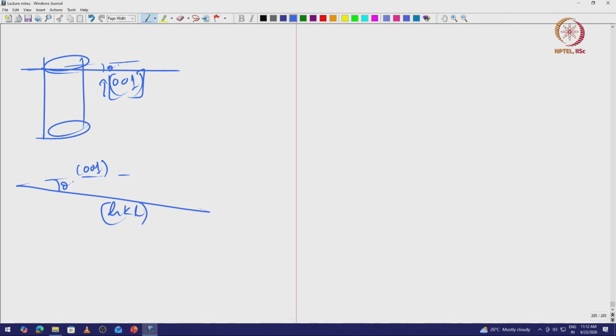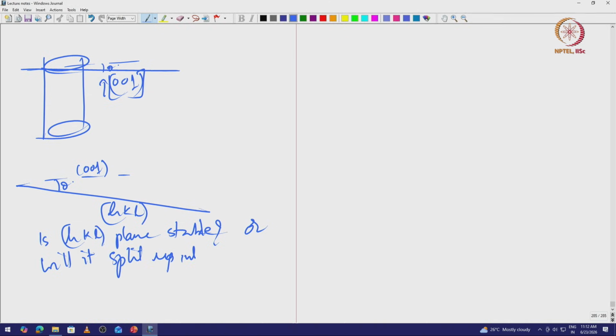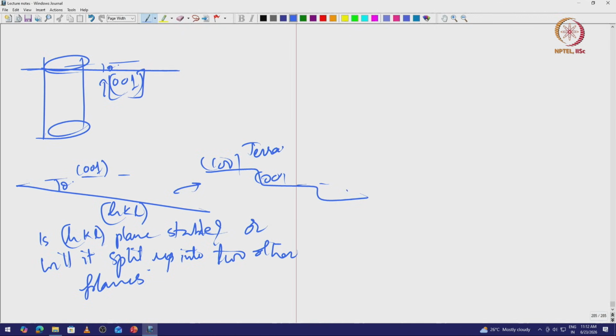Now, I am going to ask, is the HKL plane stable or will it split up into two other planes? That is the simple question that I am asking. I think you know the answer, right. If theta is very small, then it will start splitting up into 1 0 0, 0 0 1 and so on and so forth. So, it will start forming these terraces, that is what we said, right.